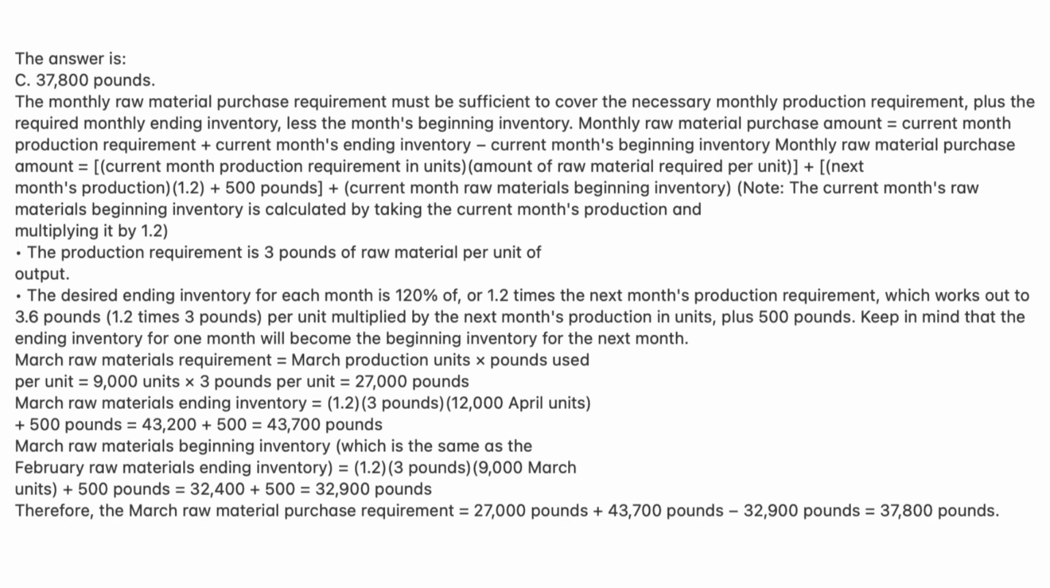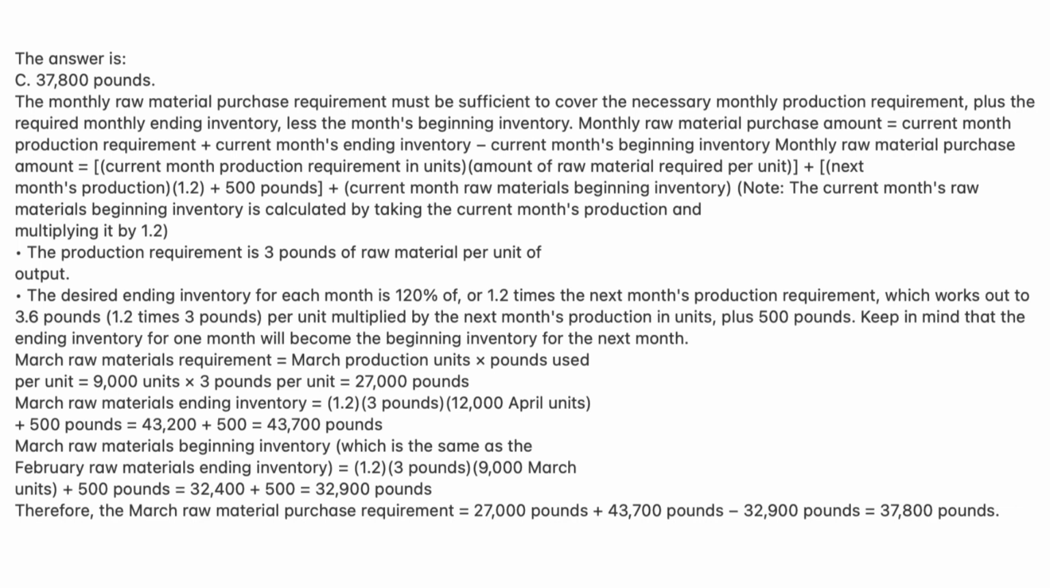The monthly raw material purchase requirement must be sufficient to cover the necessary monthly production requirement, plus the required monthly ending inventory, less the month's beginning inventory. Monthly raw material purchase amount equals current month production requirement plus current month's ending inventory minus current month's beginning inventory. That equals current month production in units times the amount of raw material required per unit, plus next month's production times 1.2, plus 500 pounds, less current month raw materials beginning inventory.